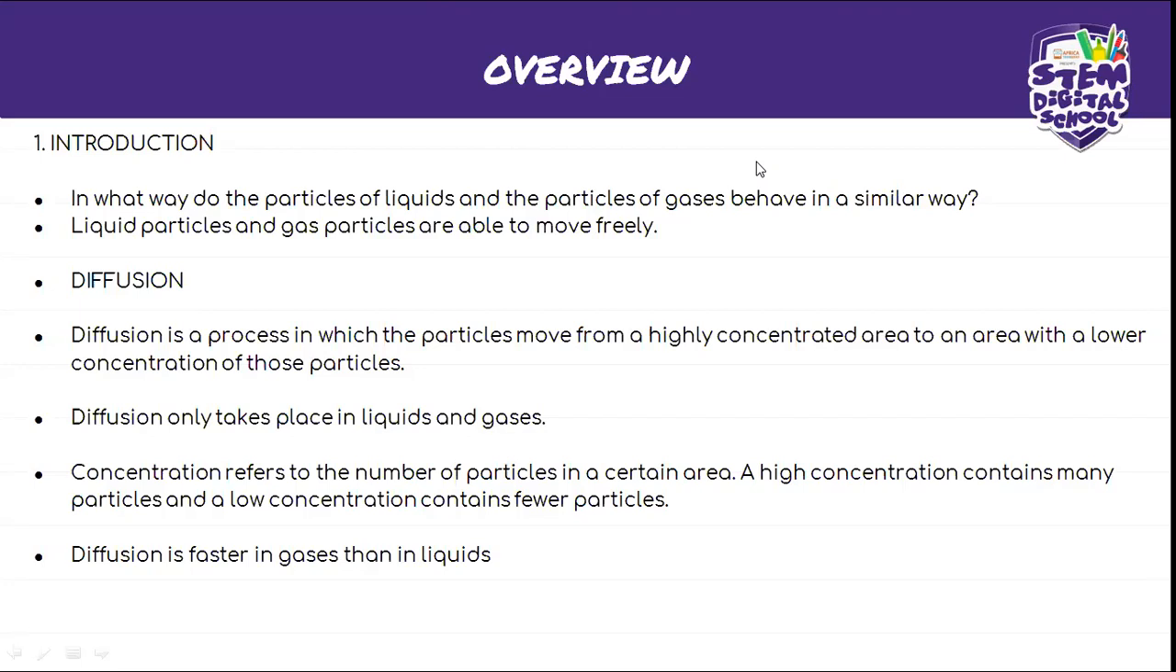We said diffusion is a process in which the particles move from a highly concentrated area to an area with a lower concentration of those particles. All right, and we said diffusion only takes place in what? Liquids and gases. And then we said concentration refers to the number of particles in a certain area. A higher concentration contains many particles, and a lower concentration contains fewer particles.